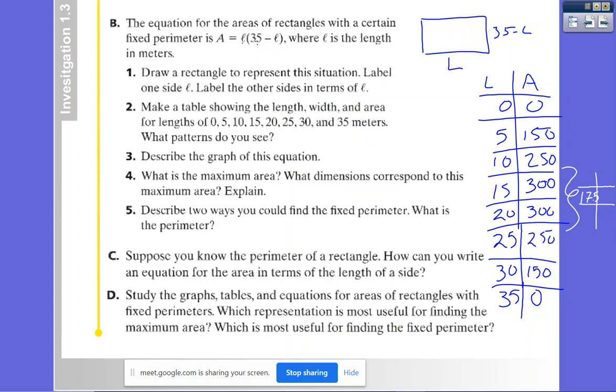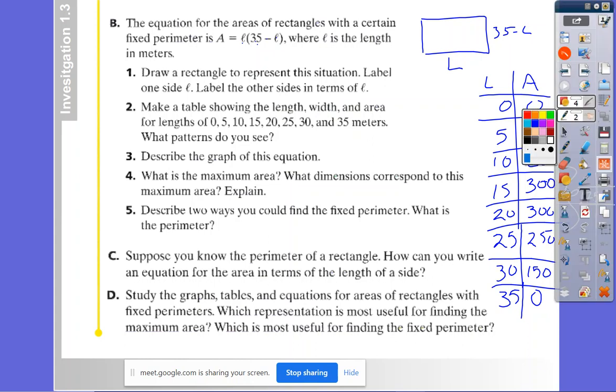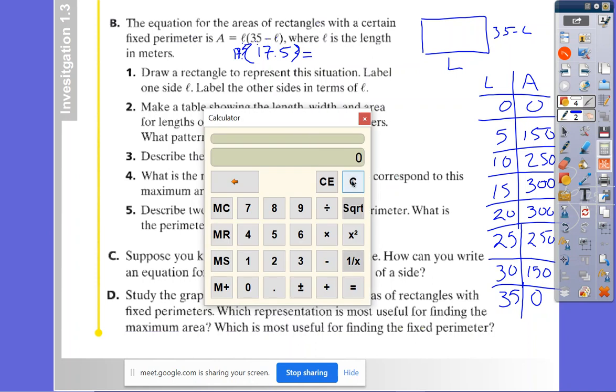When I do that, I'm writing in white, which is not the right choice for me. So we have 17.5, because 35 minus 17.5 is 17.5. And we're multiplying that by 17.5. Should have planned ahead on that one. So really, we're trying to find what 17.5 squared is. So we have 17.5 times 17.5.